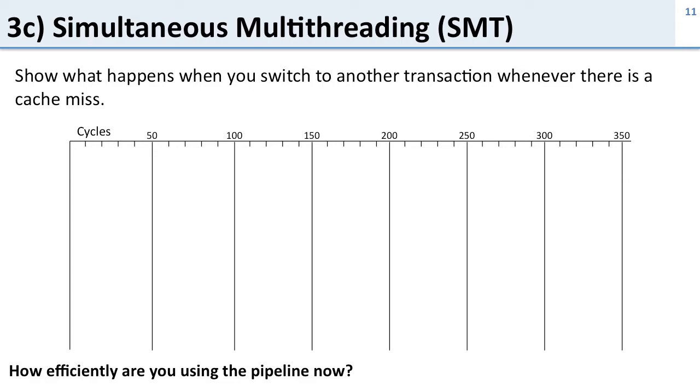Now, let's take a look at what would happen if we could do this. What happens if you can switch to another transaction whenever there's a cache miss? We have our first program, thread A we saw before, and how we're working. And then we have the other threads in here as well. So what will this look like?